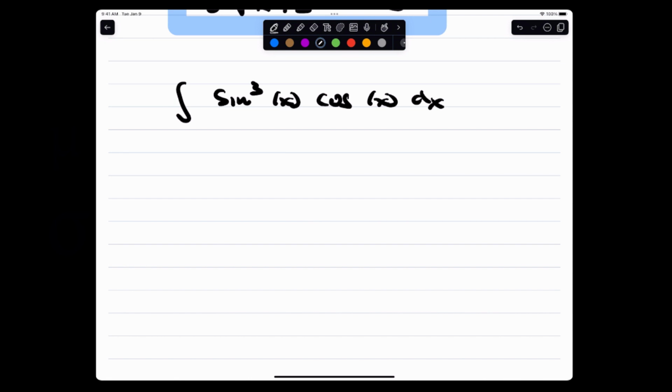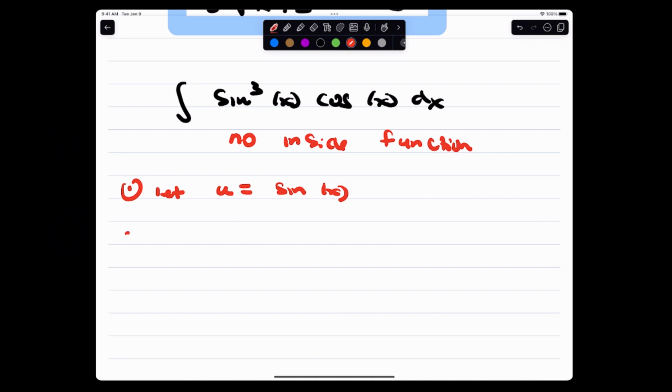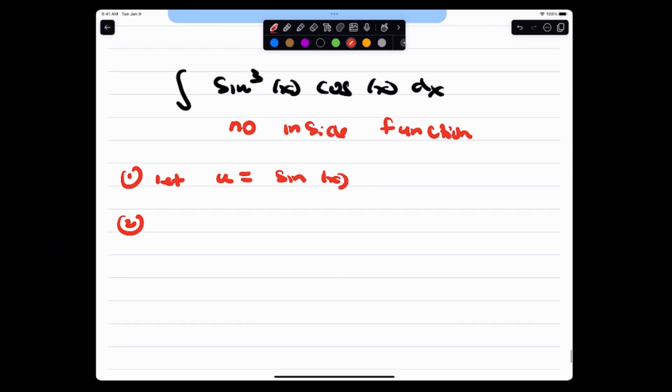What do you think u has to be here? Yeah, it will be, but you're saying this looks different, and it does because there's no inside function. You go, oh my God, what happens if there's no inside function? Yeah, there is no inside function, but yes, if you let u be what? Sine in your first step. And in the second step, du dx, what's the derivative of sine?